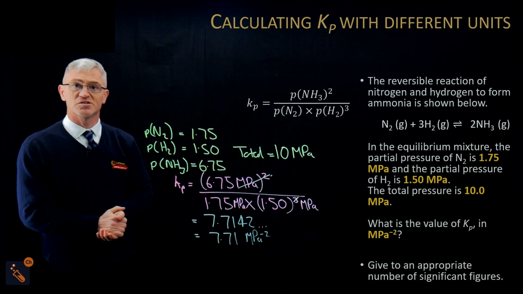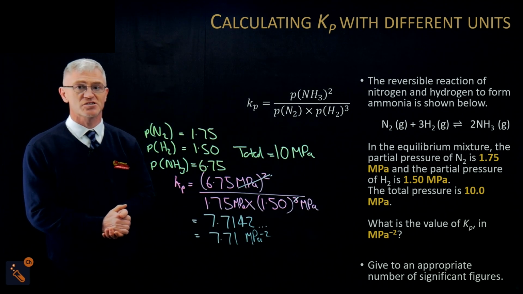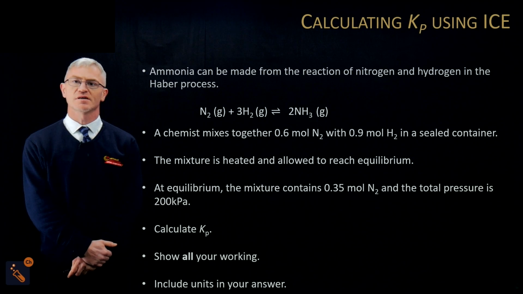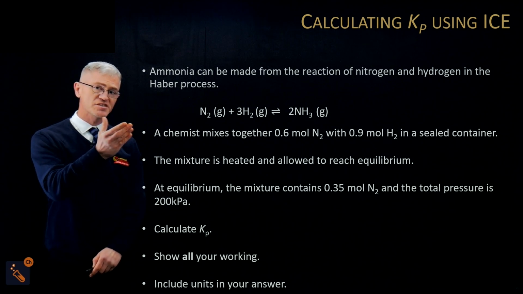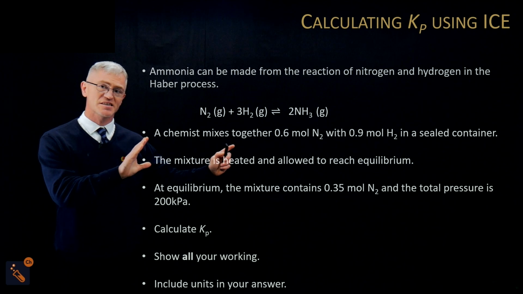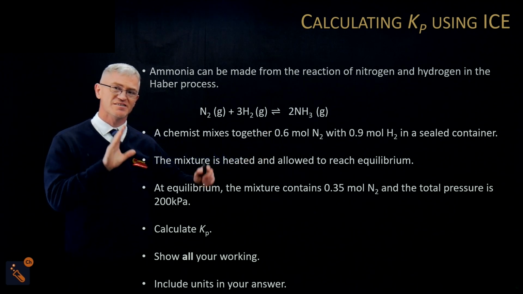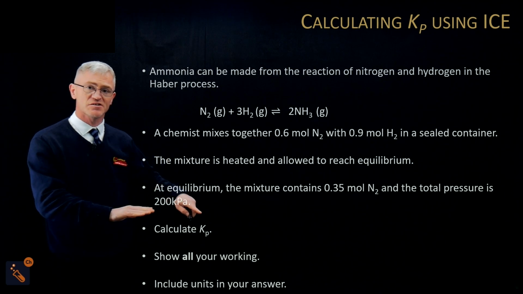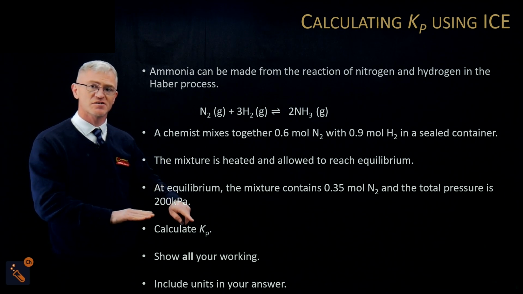And that is one of your simplest questions to do with just using the total pressure to work out Kp when you're only given some of the partial pressures. In this question, again, we've got the Haber process, but we have got the chemists mixing together 0.6 and 0.9 in a sealed container. So it's in a sealed container, which means that we can then get a total pressure down here, which is 200 kilopascals.